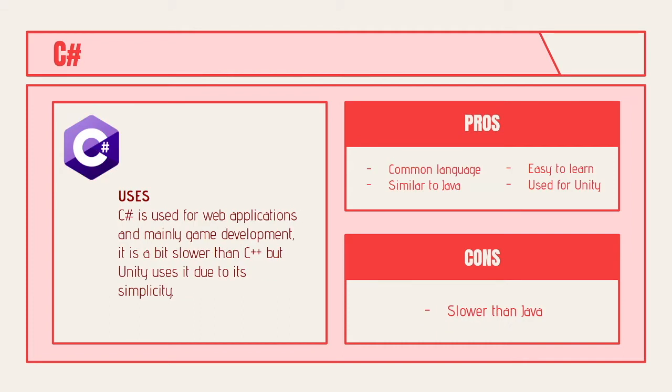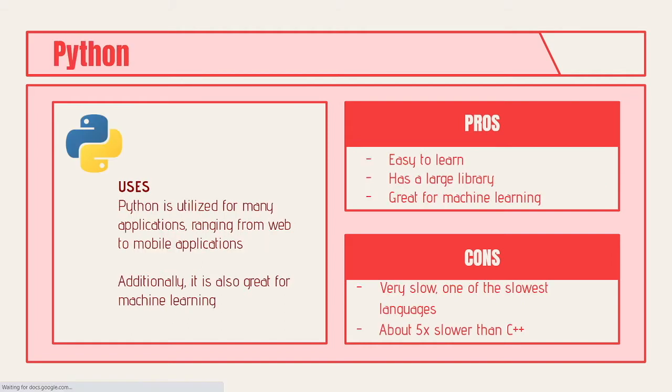But C Sharp. This is used for web applications and mainly game development. It's a bit slower than C++, but we use it for Unity due to its simplicity and ease of learning. Pros: it's a common language, it's similar to Java, it's easy to learn, and we use it for Unity. Cons: it's a little bit slow, and it's not that popular.